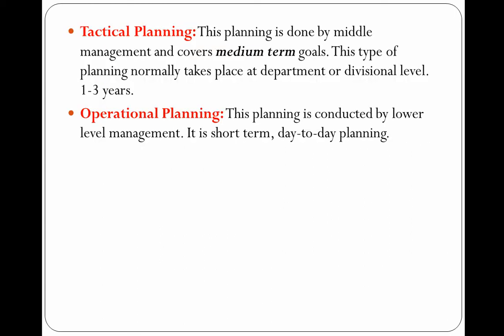We then have the next level, which is tactical planning. This is done by middle management, and it is medium-term goals, normally done over sort of 1 to 3 years. This type of planning normally takes place at the department or divisional level. So it could be, let's say you wanted to increase your market share by 10% over the next 18 months. That would be a tactical plan.